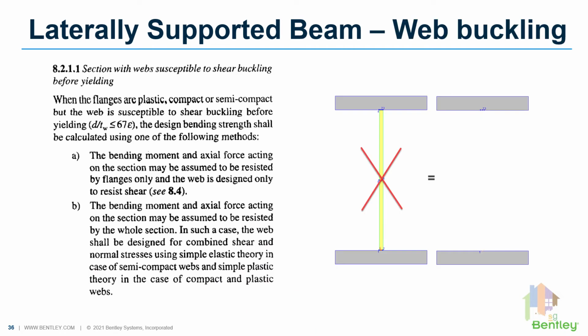Under this, you can notice three conditions. 8.2.1.1 defines the bending capacity calculation rules when the web is susceptible to shear buckling, or d by tw ratio is greater than 67 epsilon, as discussed earlier. In such case, we consider the first approach. Bending is resisted by the flange alone and web resists the shear. In this case, web is completely switched off and modified property values are calculated considering only the flange, and that is used to calculate the bending capacity value.